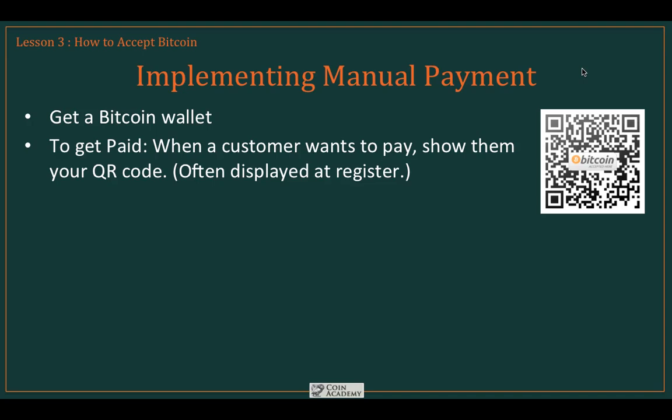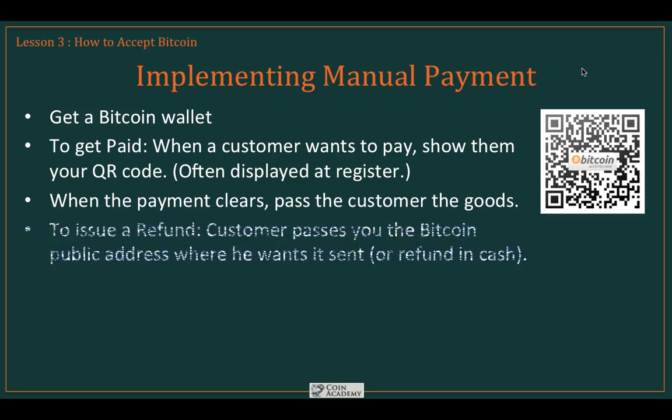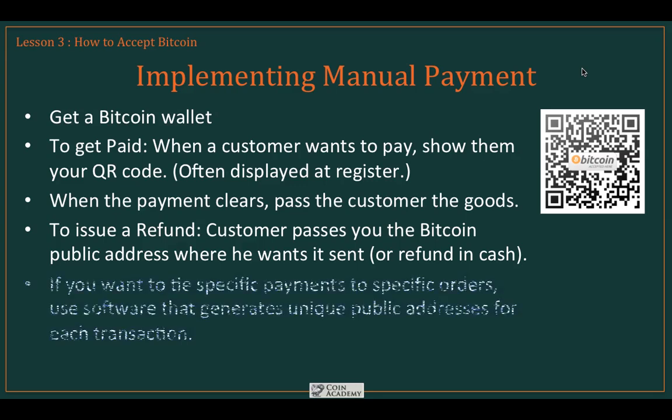It is important that you keep control of your QR code to avoid QR code fraud, so I generally don't recommend doing something like putting it on materials that are outside of your control, like the back of a menu. Now, when the payment clears, all you need to do is pass the customer the goods. The transaction's complete. If you need to issue a refund, the process works in reverse. The customer passes you their Bitcoin public address where they want you to send the refund. Alternatively, you can just manage your refunds in cash if you prefer.